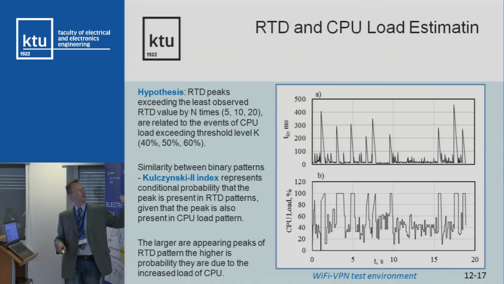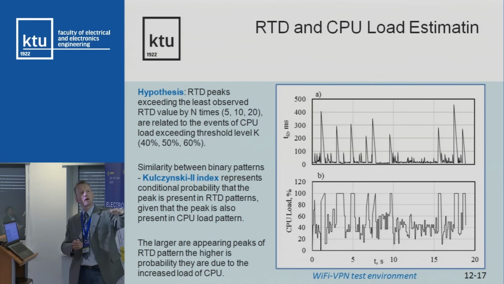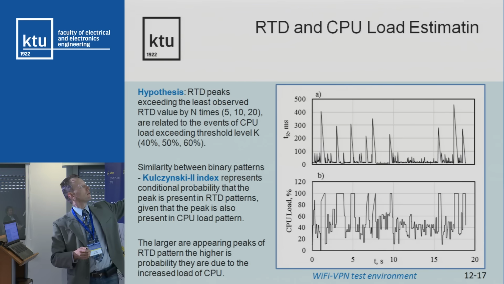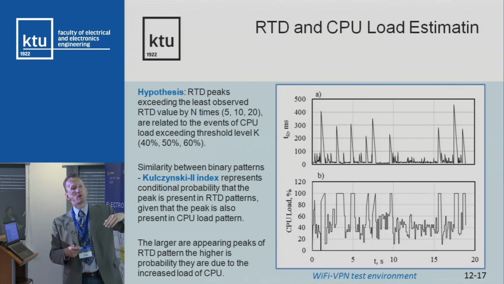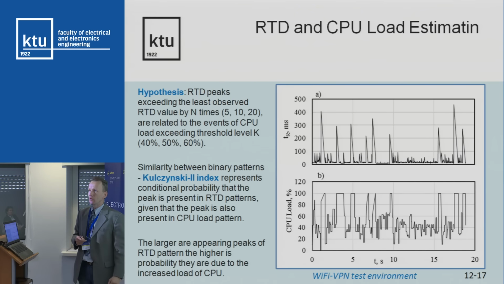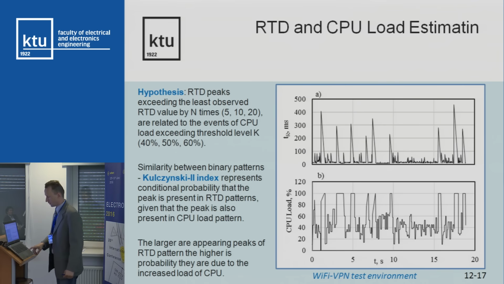There was a hypothesis and conclusion that the larger the appearing peaks of the round-trip delay pattern, the higher the probability they are due to increased CPU load. So every time we have round-trip delay increased some number of times, it is probably due to CPU load, but not the reverse. Sometimes we have seen CPU load increased, but that does not cause a round-trip delay increase.